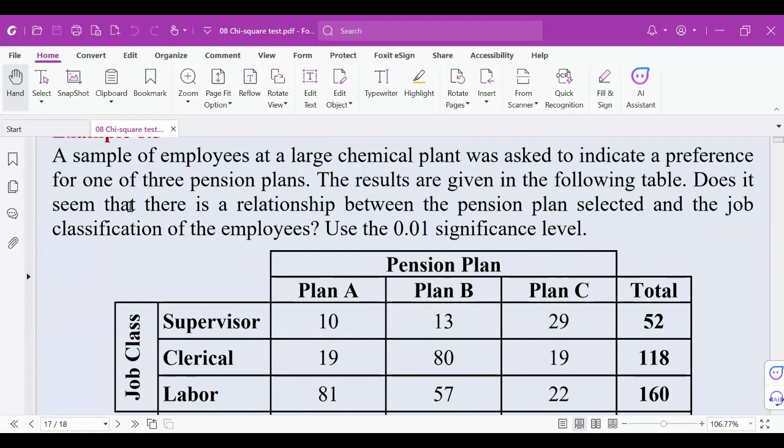Does it seem that there is a relationship between the pension plan selected and the job classification of employees? So that is what we are testing. We are testing at 0.01 level of significance. So what do you think your null hypothesis will be in this question? It's an exercise, but I want to see whether you can write. Anybody can answer. What should be our null hypothesis?